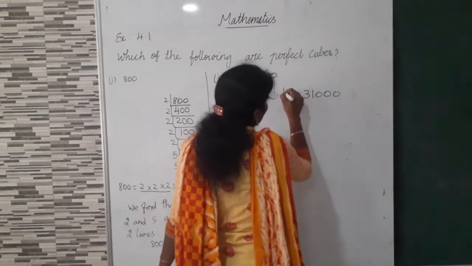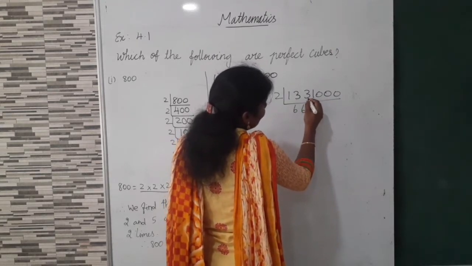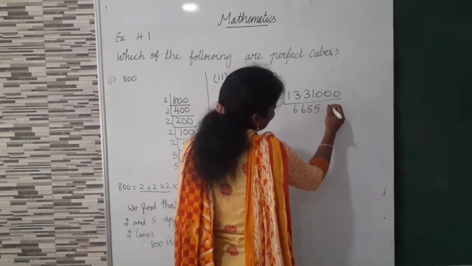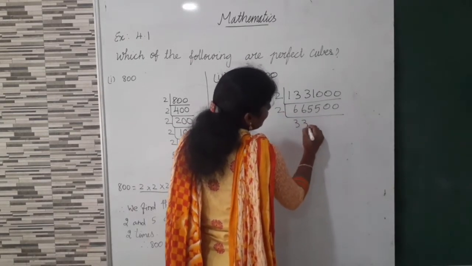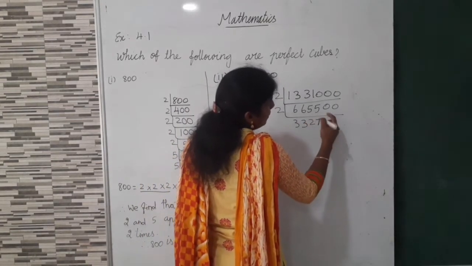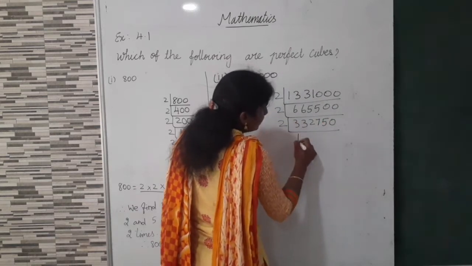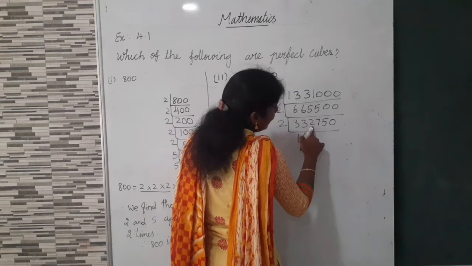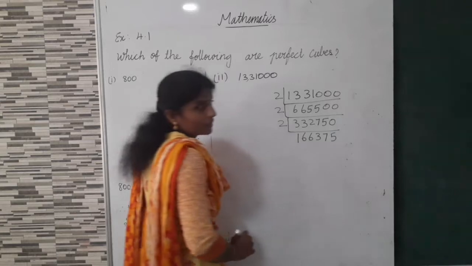13,31,000. Now we can write the 2 table. 6 2s are 12, one balance. 5 2s are 10, 0. Again 2 table. 3 2s are 6. 2 2s are 4, one balance. 7 2s are 14, one balance. 5 2s are 10, 0. Then 1 2 is 2. One balance. 6 2s are 12, one balance. 6 2s are 12. Then 3 2s are 6. 7 2s are 14. 5 2s are 10.